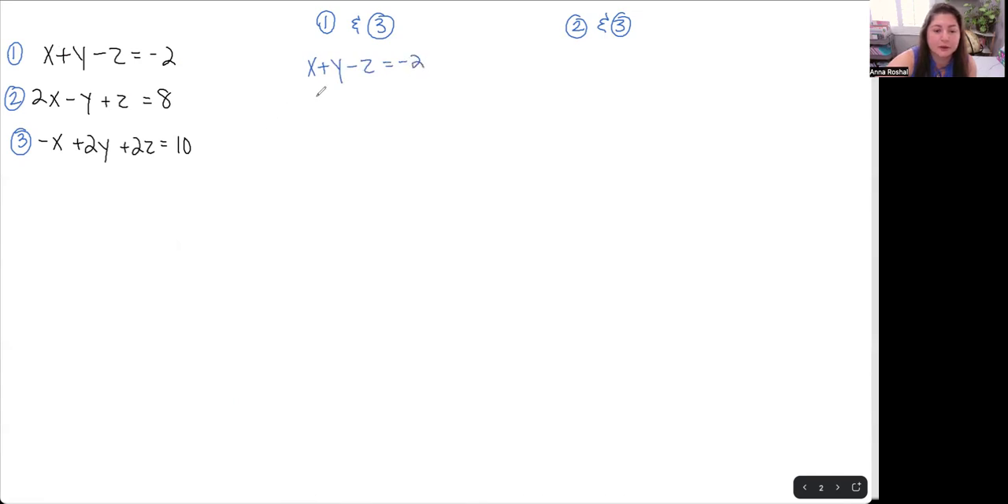That's the weird looking 2 minus x plus 2y plus 2z equals 10. And then I'm just going to combine all of the things that are the same. The x's will cancel. I'm going to be left with 3y plus z equals 8.